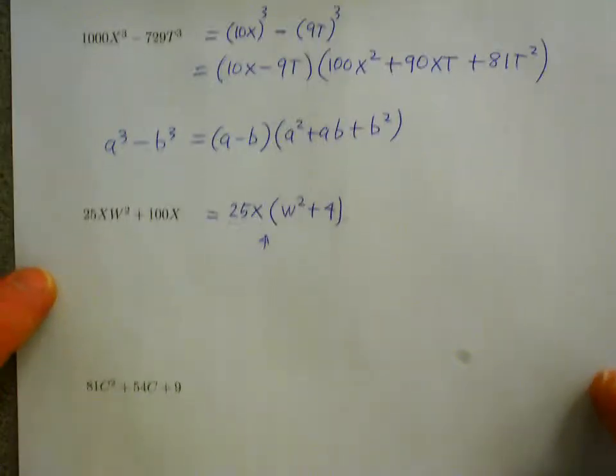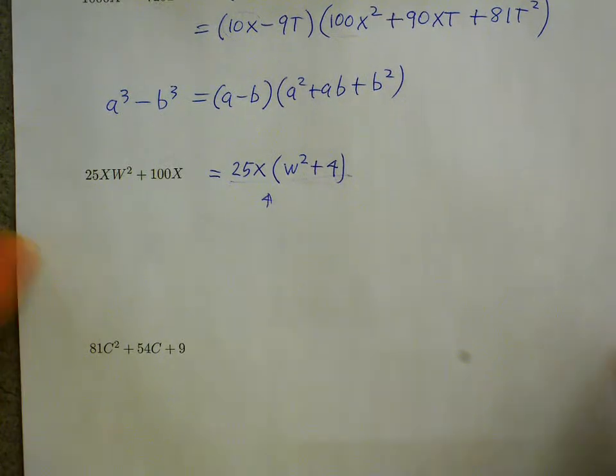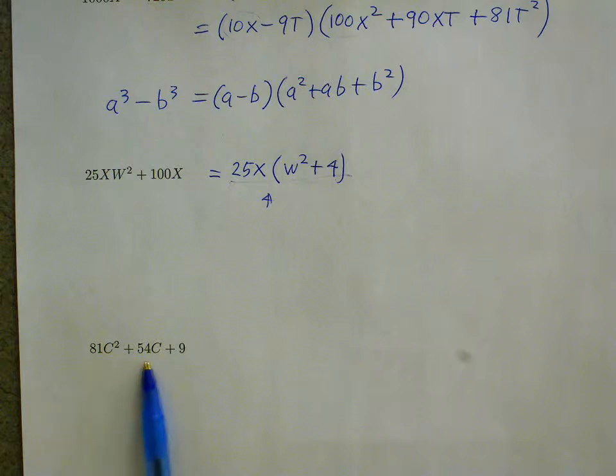Hey, we're down to less than a minute. This one, 81c to the second plus 54c plus 9. Well, we're out of time, so you can work on the other ones. If you can't figure them out, send me an email and I'll help you with it. But that's all for today.